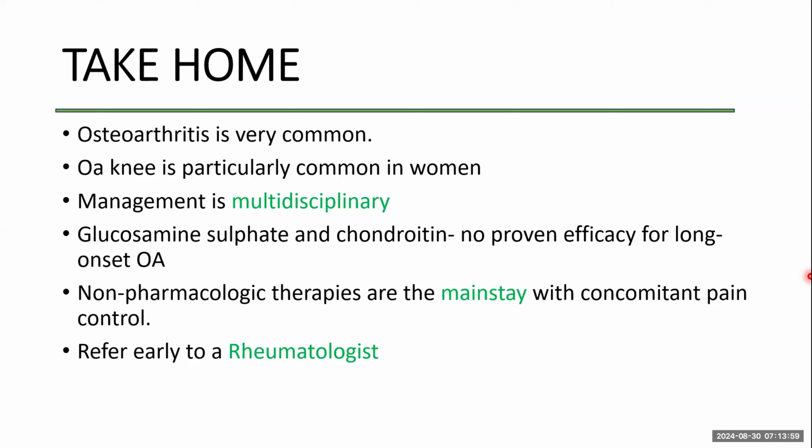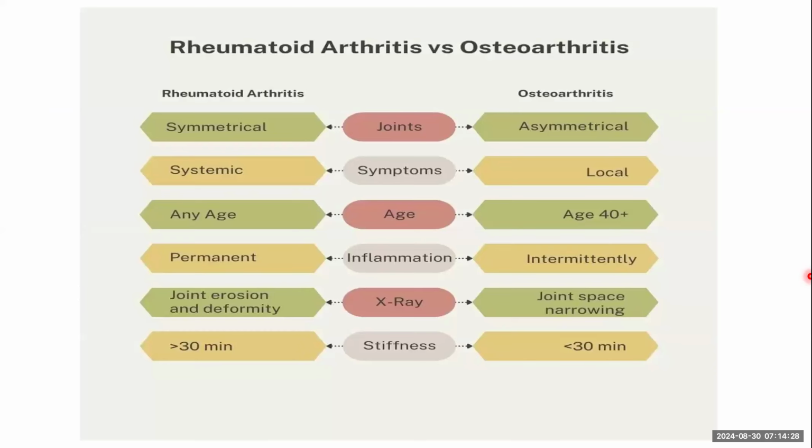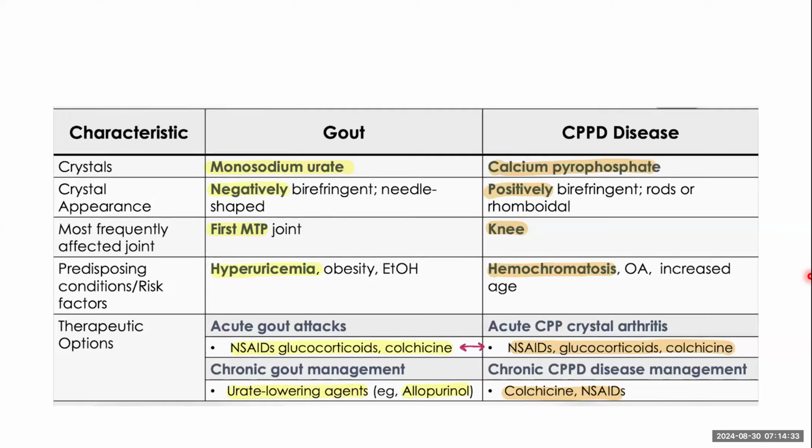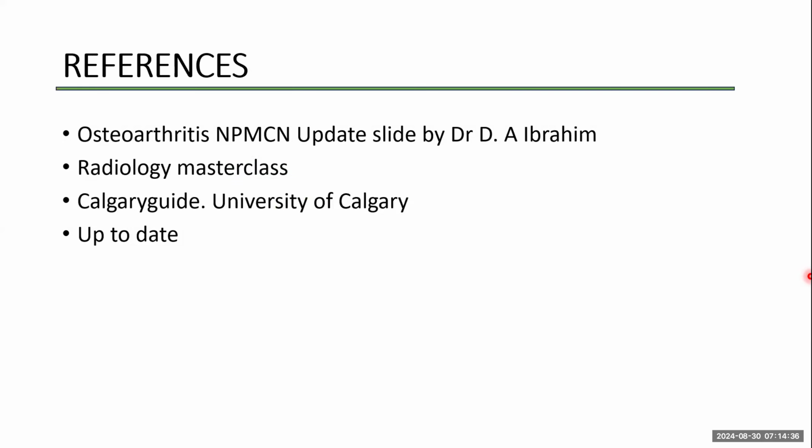The commonly affected joint is the knee all over the world. But most studies in Nigeria will show both knee and hip. Management is multidisciplinary, and it's been shown that vitamin D, glucosamine sulfate, and chondroitin supplementation have no efficacy in the long term. The non-pharmacological therapies are the mainstay with concomitant pain control, and you have to refer early to rheumatology. So I just put this that we'll look at in terms of rheumatoid arthritis and osteoarthritis, gout and pseudogout. These are my references.